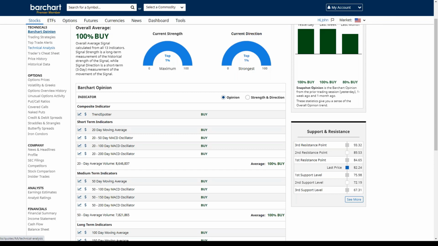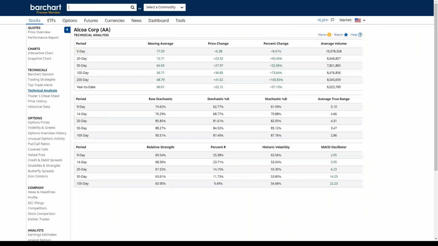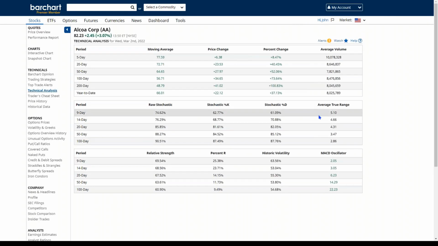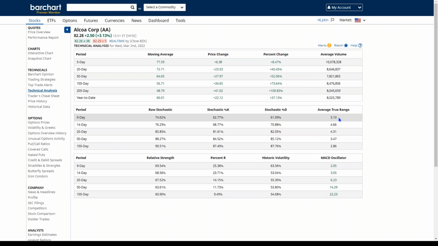What is my technical analysis? This particular Alcoa moves about $1.25 a day, over a period of 5 days, about $6. So I probably don't want to risk more than about $2.50. And I probably want to look at a target somewhere between, let's say, $5 and $7.